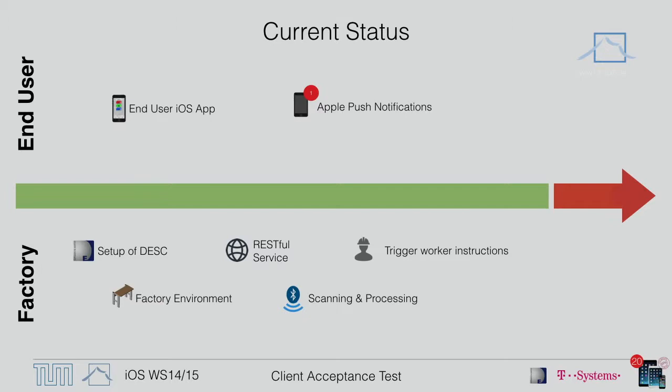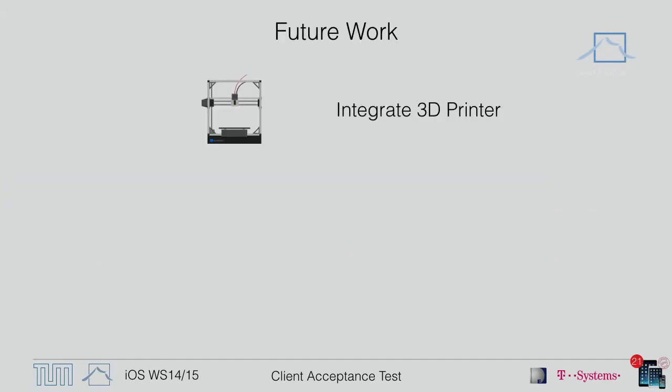We can scan for Arduinos, and we can trigger worker instructions. We had some impediments with integrating a 3D printer. This is due to the fact that our current 3D printer is not able to receive orders programmatically. That leads me to our last point, the integration of a 3D printer.